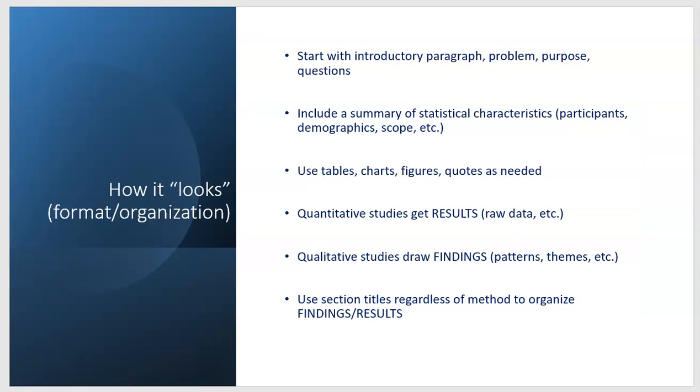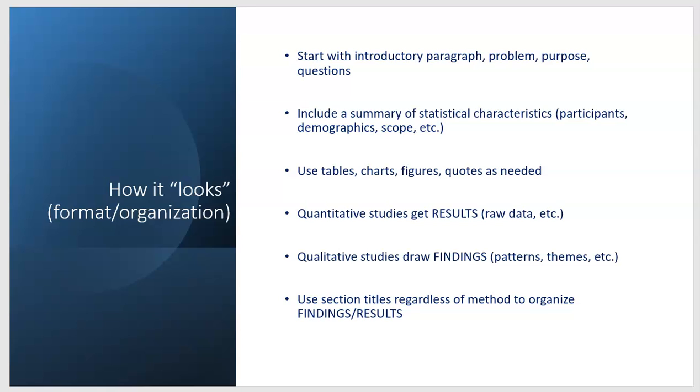How do you actually organize it in the order of things? Well, first of all, as with every chapter, start with an introductory paragraph. Remind the reader of the problem, the research problem, the purpose, your research questions, etc. And you may want to include a summary of any statistical characteristics of your participants, demographics, things like that. Be sure to include tables, charts, figures, quotes as needed.